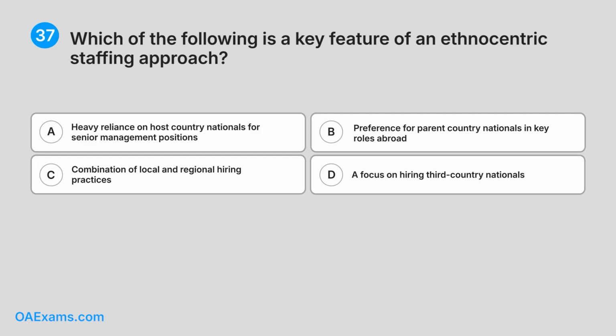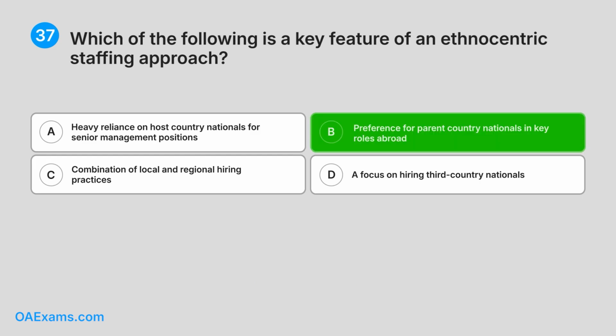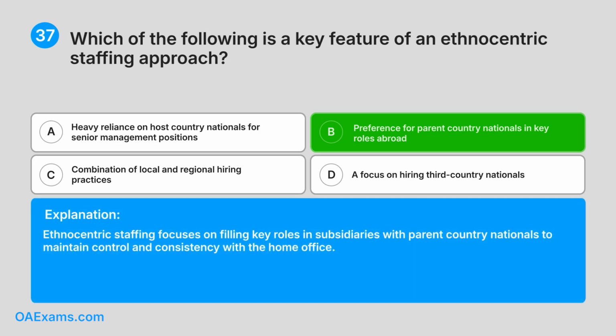Correct answer, B. Preference for parent country nationals in key roles abroad. Explanation. Ethnocentric staffing focuses on filling key roles in subsidiaries with parent country nationals to maintain control and consistency with the Home Office.